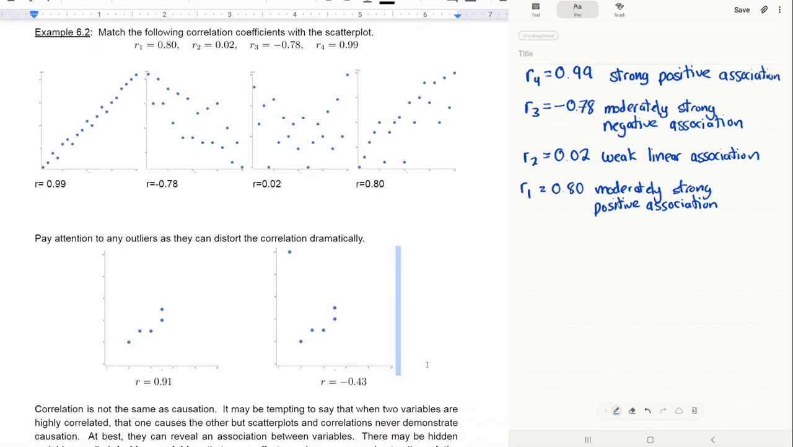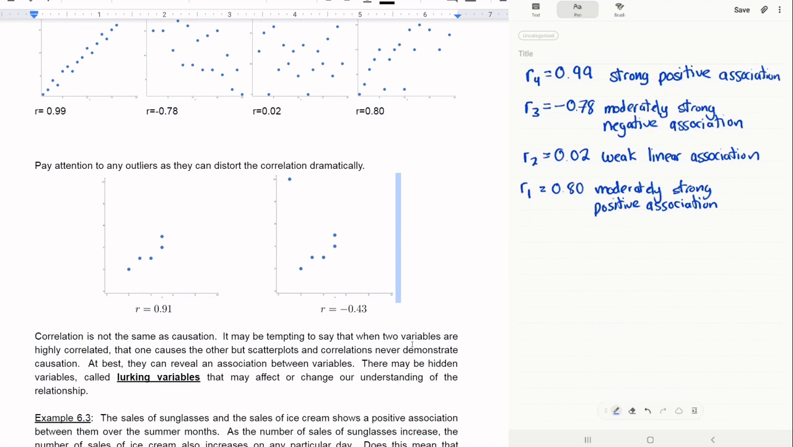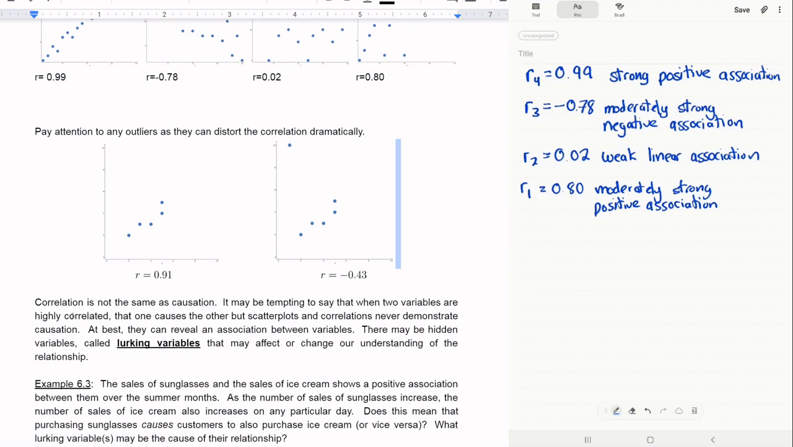Now there is often a confusion between the term correlation and causation. Correlation is not the same as causation. Just because two variables are highly correlated does not necessarily mean that one variable causes the other variable. It's tempting to say that when two variables are highly correlated, one causes the other, but scatterplots and correlations can never demonstrate causation. At best, they can reveal an association between the two variables.